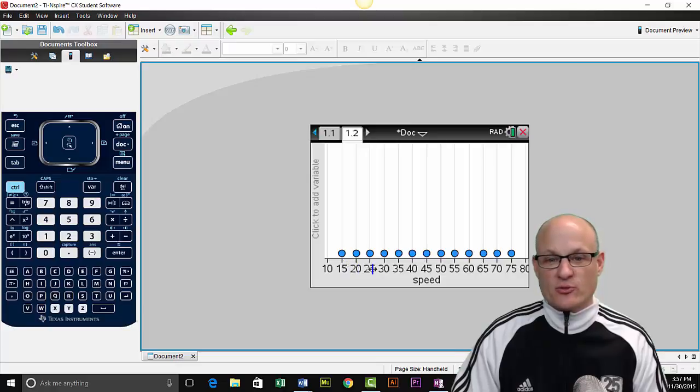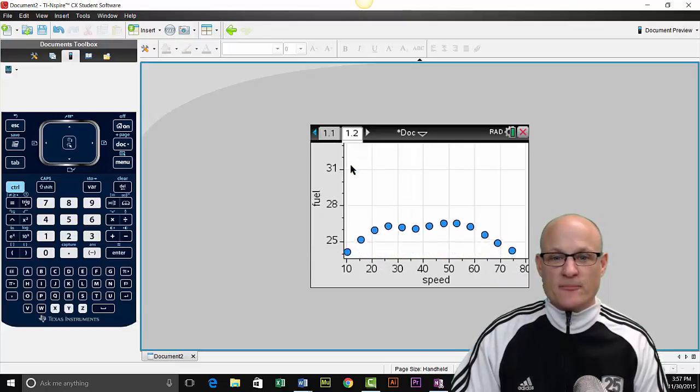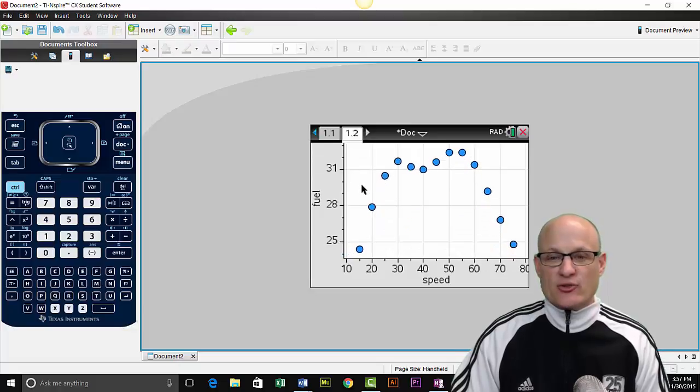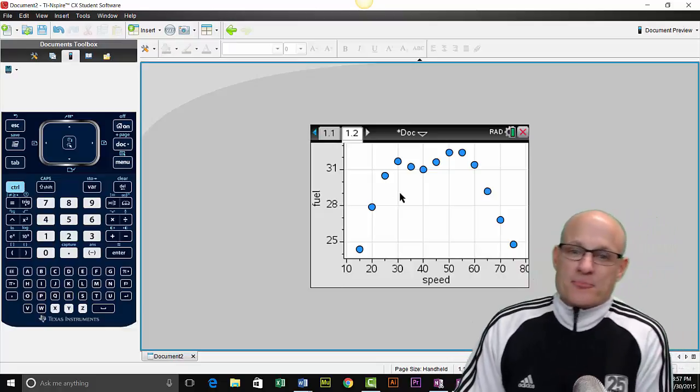We did 5, 10, 15, 20, 25, 30, 35, 40, 45, all the way up to 75. So nothing changes. But as soon as I add in the Y value here, we're going to see what their actual fuel values are. All right, so there's the shape of my fuel economy.